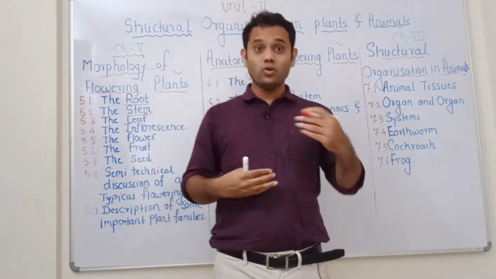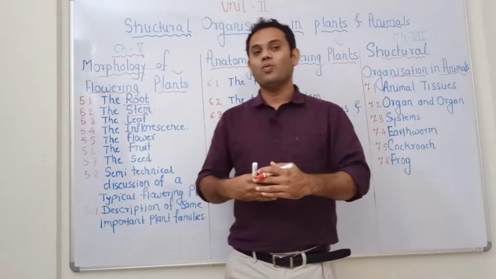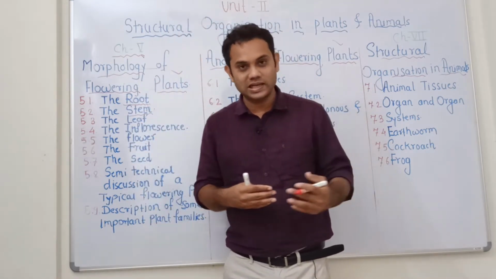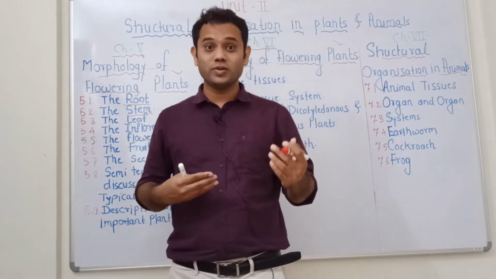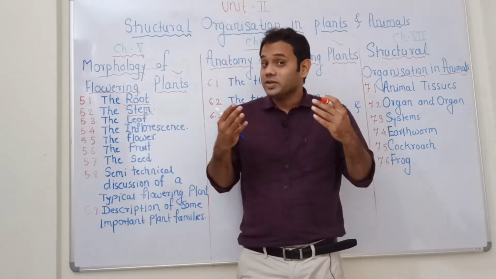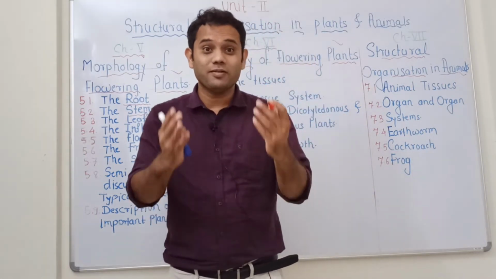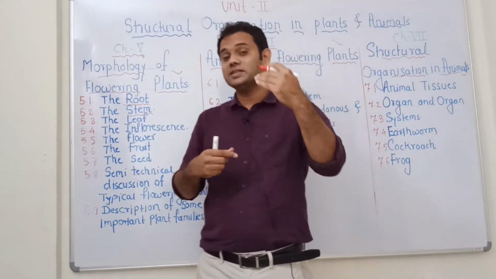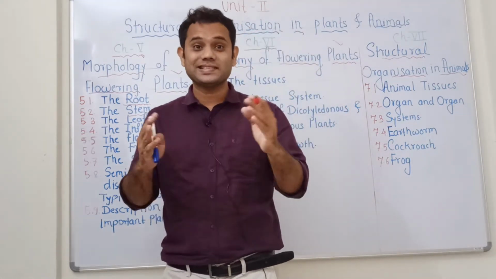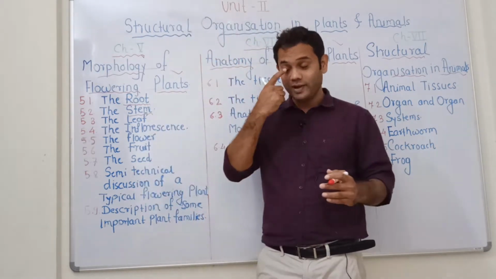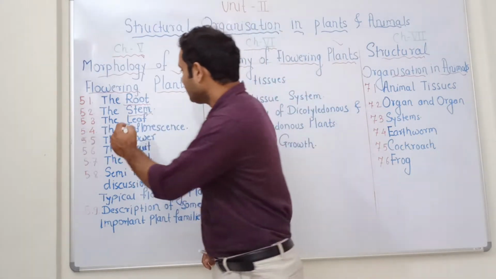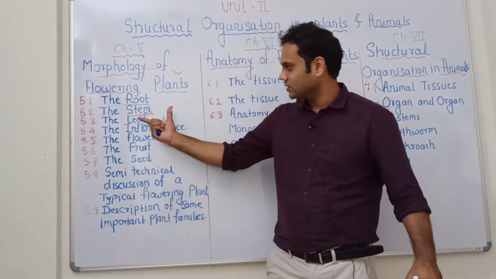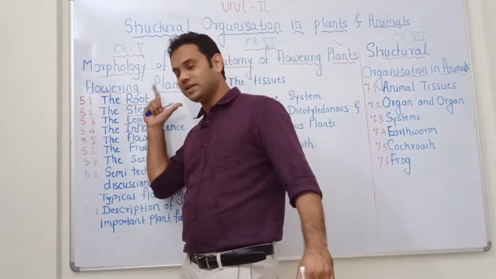So what are nodes, what are internodes, what are the different modifications of the stems? Thorn is there, then modification for storage. You can imagine, what is potato? Potato is a kind of stem. It is not a root. Even though it is present below the soil, it is a stem. So such interesting facts will be there in the second part of the plant, that is the stem.